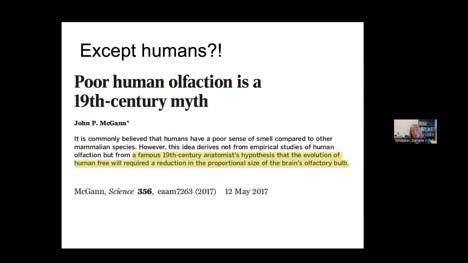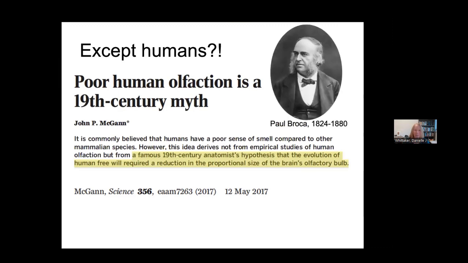Looking into where this idea came from, I'll just read you the quote here. The idea doesn't come from studies of the human brain or our ability to smell, but instead from a famous 19th century anatomist's hypothesis that the evolution of human free will required a reduction in the proportional size of the brain's olfactory bulb. So the olfactory bulb is the part of the brain that processes the inputs from your nose and helps you understand what you're smelling. And this man, Paul Broca, believed that human free will meant that we didn't need a sense of smell, and that evolution saw to it that we didn't really use it anymore.